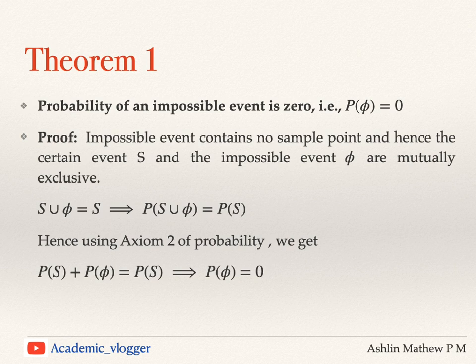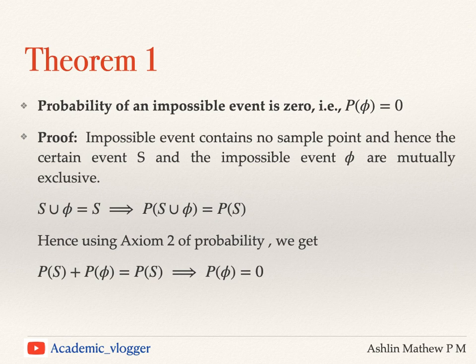The impossible event contains no sample point. And we know the certain event, the sample space, the capital S, is also there. This certain event and the impossible event are mutually exclusive. Why? One is impossible, the other one is certain, so they can't happen together, or there is nothing in their intersection. So if I take the union of the certain event and this impossible event, S union phi, that will obviously be the certain event S.